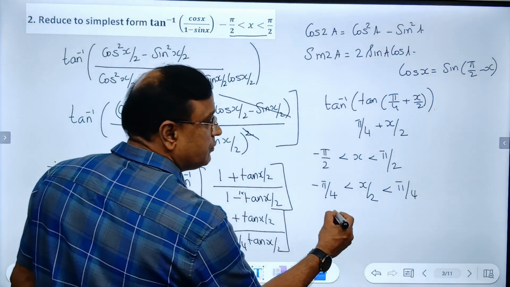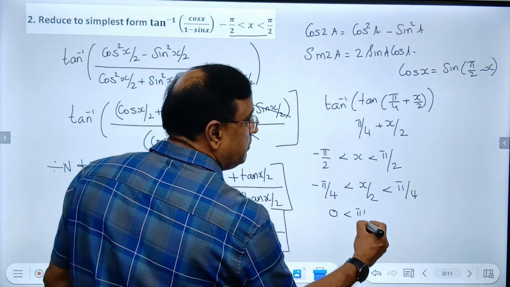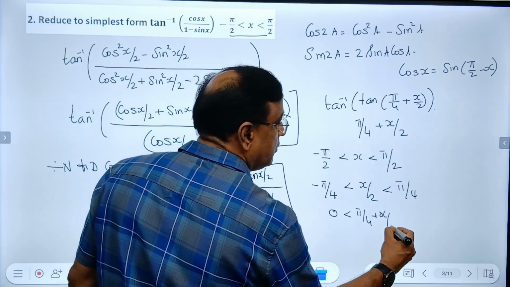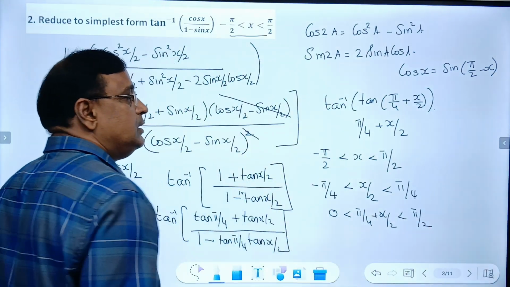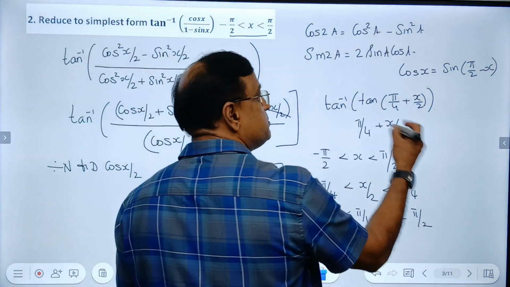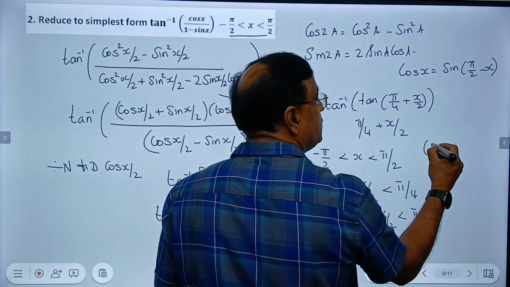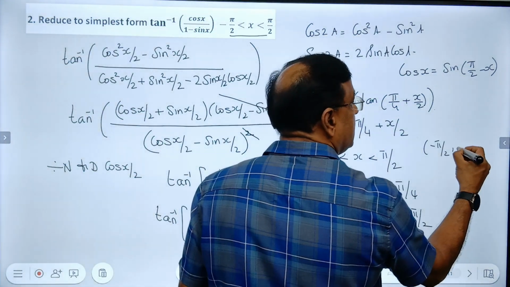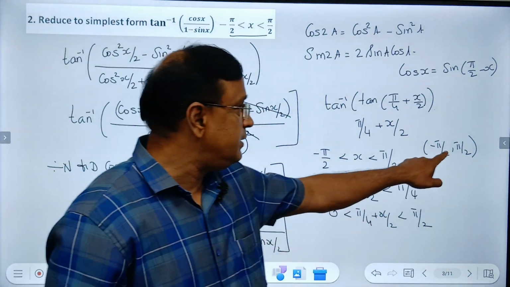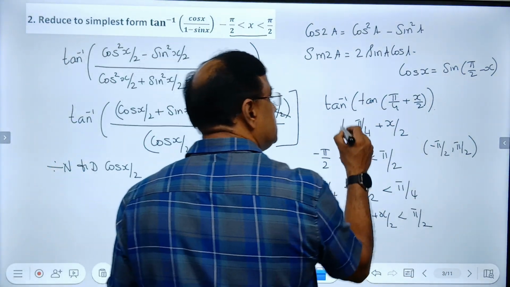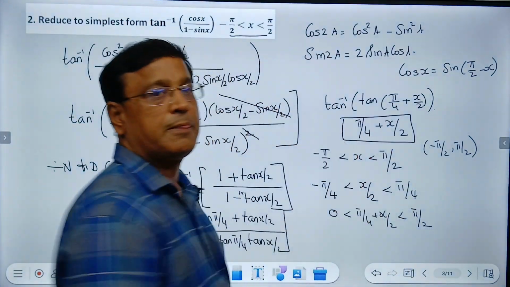If you add pi by 4, this will become 0. Pi by 4 plus x by 2. Pi by 4 plus pi by 4 will be pi by 2. So clearly 0 to pi by 2 lies in the principal range of this. What is the principal range of tan inverse? Minus pi by 2 to plus pi by 2, open interval. This very much lies there. So it is legitimate to write it like this.